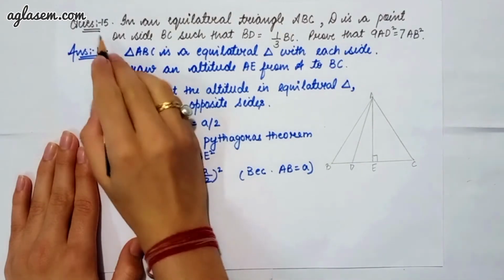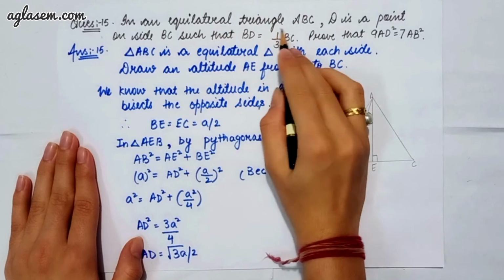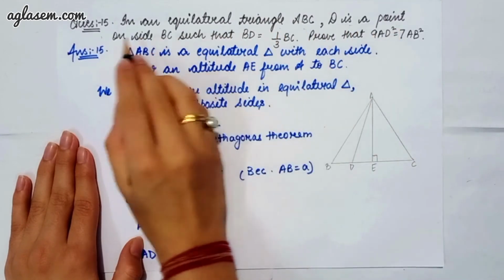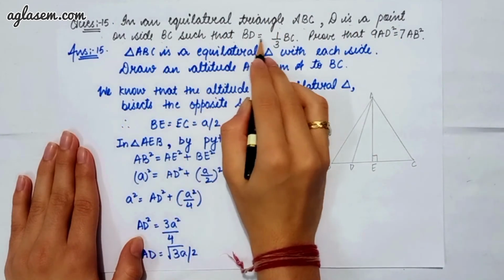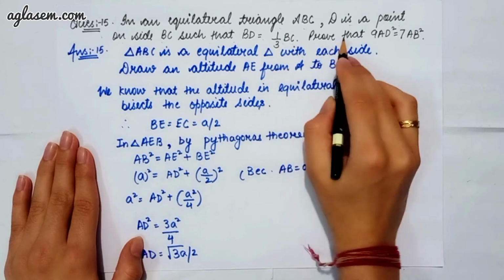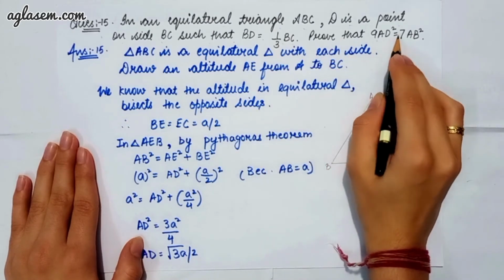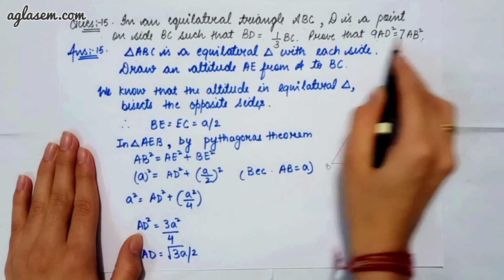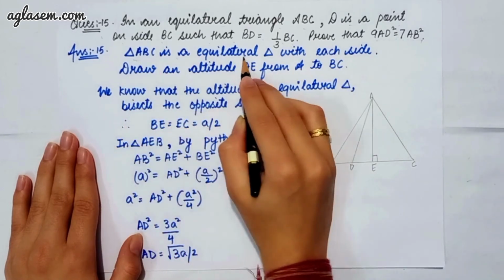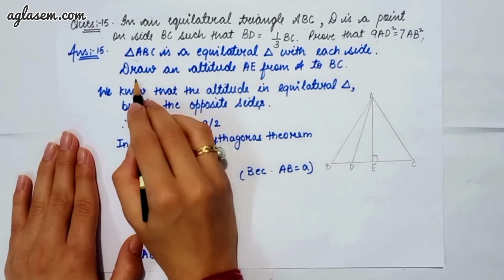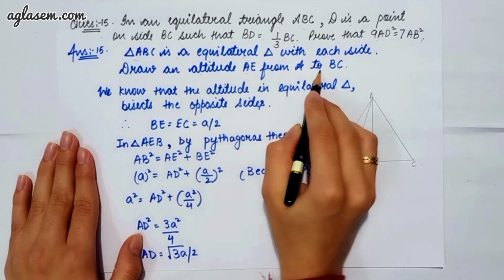Moving to question number 15, which says in an equilateral triangle ABC, D is the point on side BC such that BD is equal to 1/3 of BC. We have to prove that 9AD square is equal to 7AB square. So we know that triangle ABC is an equilateral triangle with each side A. So we have to draw altitude AE from A to BC.